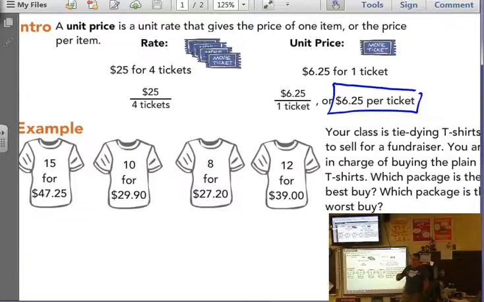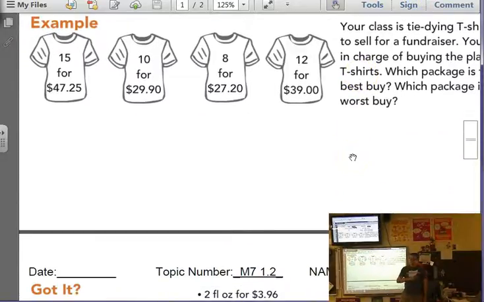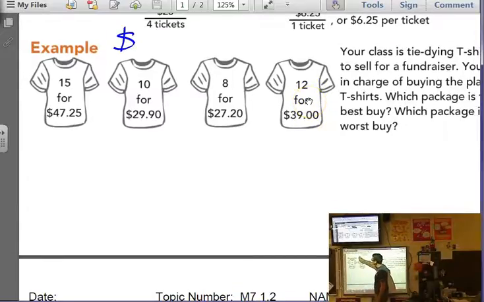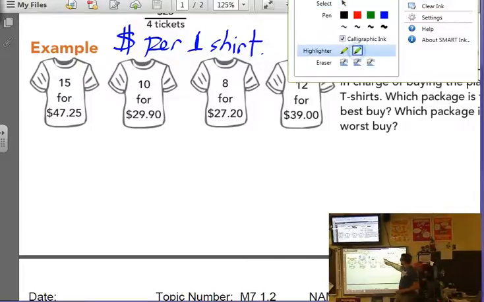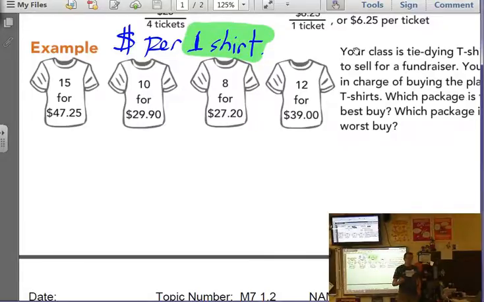I want you, and you can work in partners, to figure out which shirt is the cheapest price per shirt. So you want to figure out right now the price per one shirt. Now, some people in my other class were confused. Remember that the unit rate, the thing you're about to calculate, is the price of a shirt. So even if the difference is only like 2 cents, that's 2 cents on every shirt that you buy.